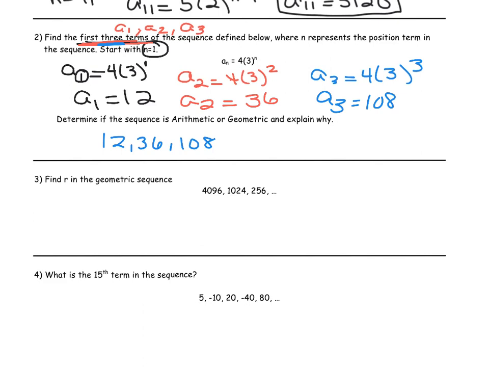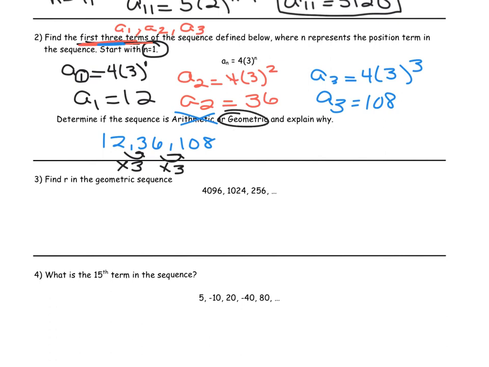Very good. There's no common difference here. I am not adding by the same amount each time, so it can't be arithmetic. Well, if it's not arithmetic, is it geometric? How do I get from 12 to 36 and then 36 to 108? Very good. You're just multiplying each time by 3. Multiply by 3 here and multiply by 3 here.